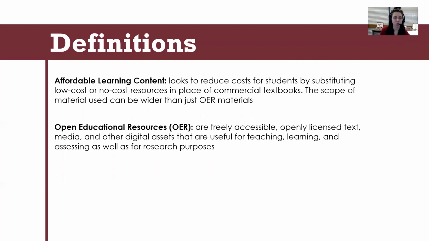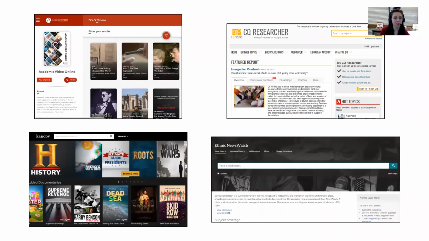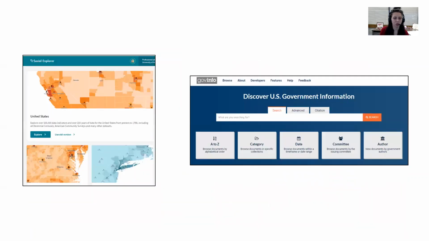First, we're going to focus on affordable learning content. In this mini professional development series, we have covered a lot of affordable learning content, including the video databases, Canopy, and Academic Video Online, or information databases like Ethnic News Watch or CQ Researcher. We have also looked at Curriculum Builder, which allows you to pull library content easily into Blackboard to create a reading list. Other affordable learning content options include library databases, Social Explorer, or GovInfo.